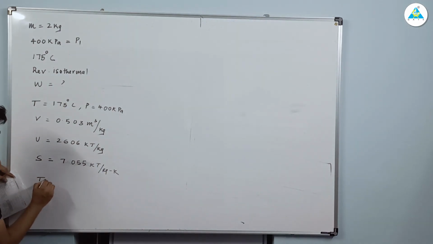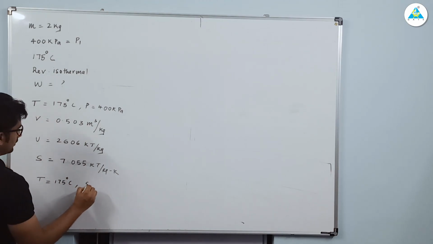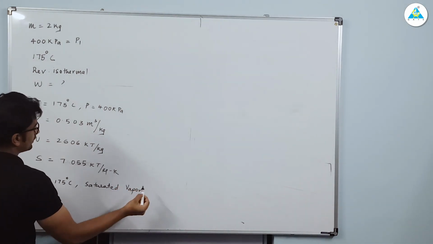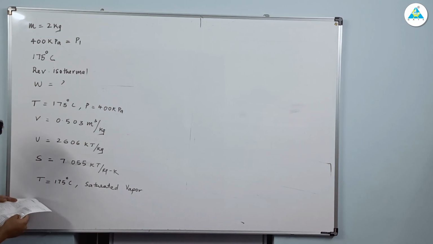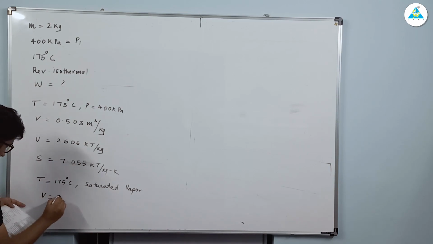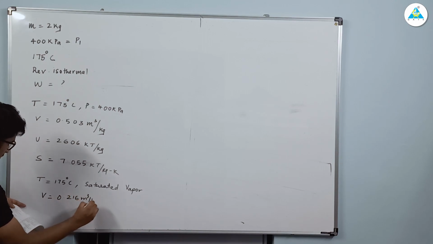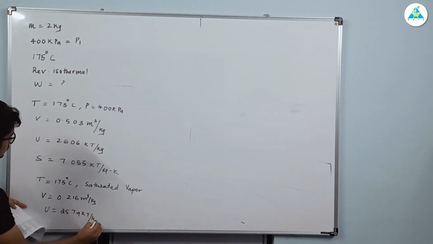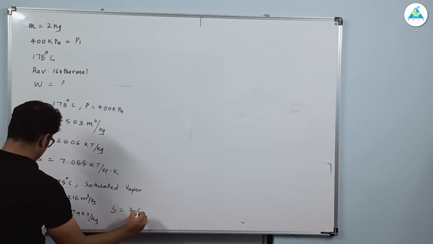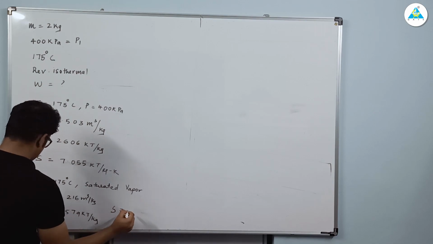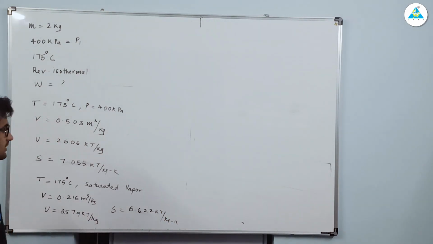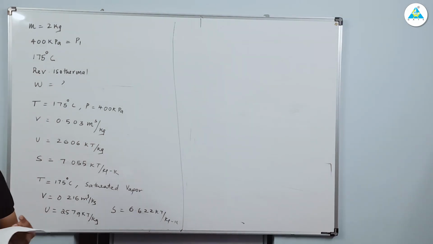Now for the second case, temperature is 175 degrees Celsius, and when the steam is saturated, right, steam is saturated vapor. Now what will be the value? Specific volume is 2.216 meter cube per kg. They have given internal energy is 2579 kilojoule per kg, and entropy is 6.622 kilojoule per kg Kelvin. So these are the values given. Find what is the work required for the process. Determine it.